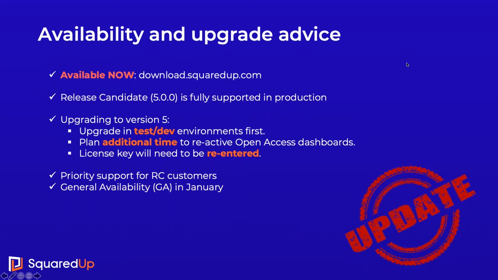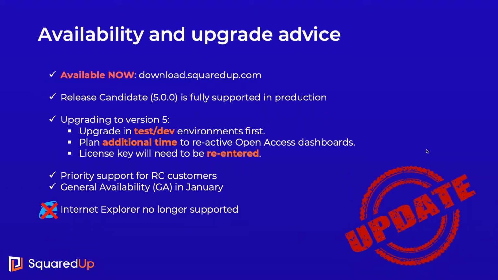All of the open access dashboard URLs that you've been sharing are retained. They just need to be regenerated as part of the installation process. So plan some additional time for that. And also keep your license key handy. When you complete the upgrade, you'll need to re-enter your license key at the end. We expect general availability to be in the early part of January next year.